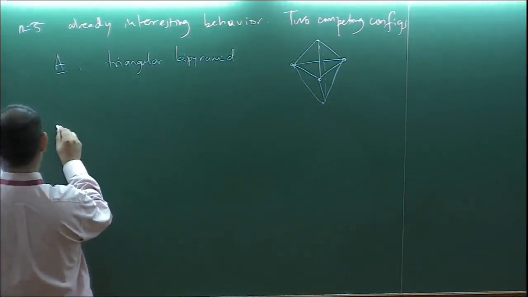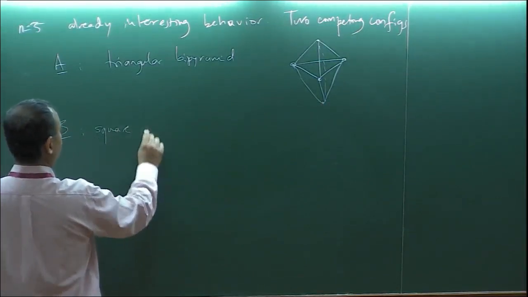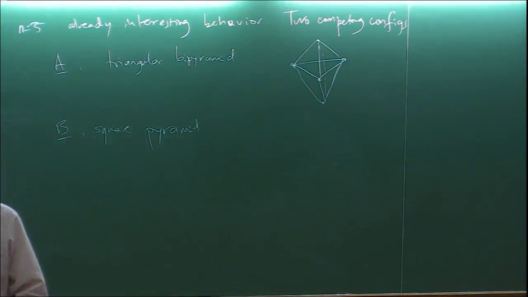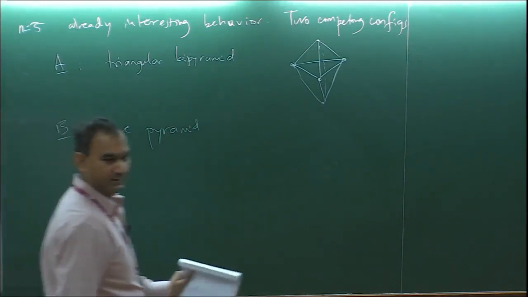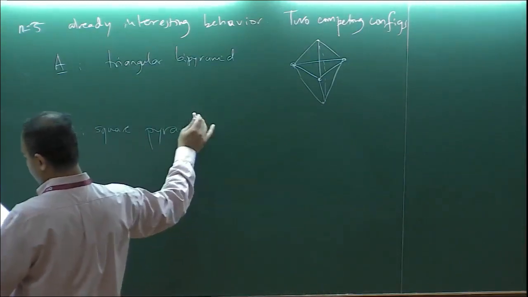And then configuration B is the square pyramid. This is what you observe computationally if you actually try to do gradient descent or some computational experiments, and that's what you get. Some things are provable, like these two things are actually provable. For any inverse power law, you will get this. I'll indicate how that's proved. But computationally, this is what you seem to observe.